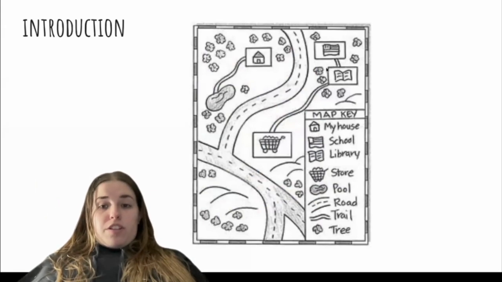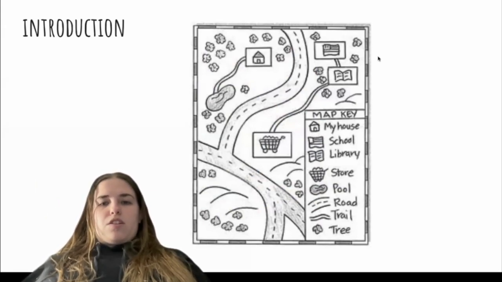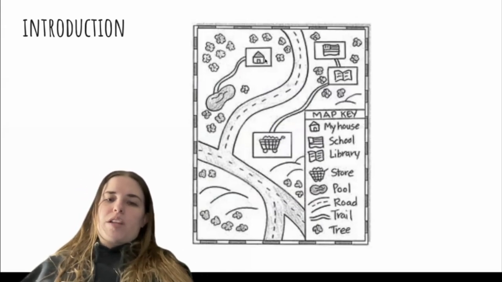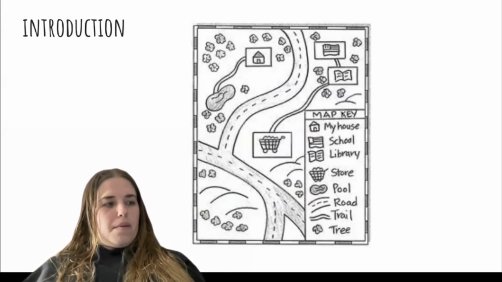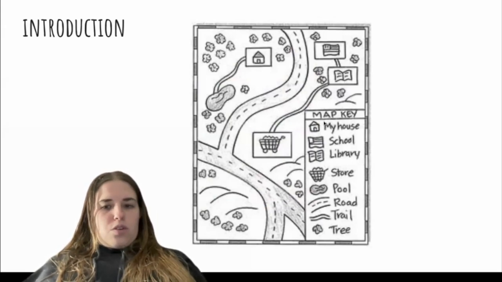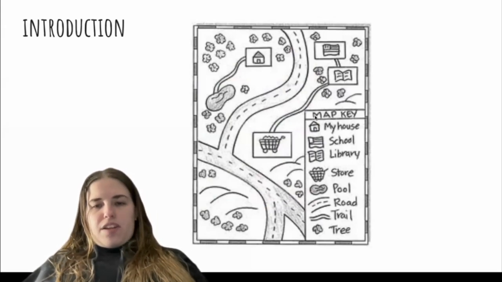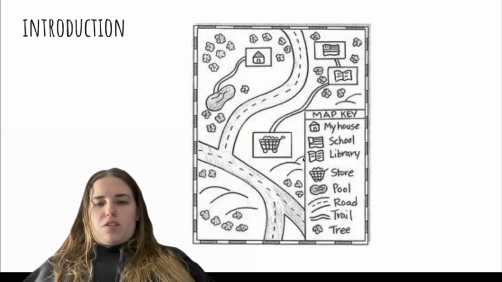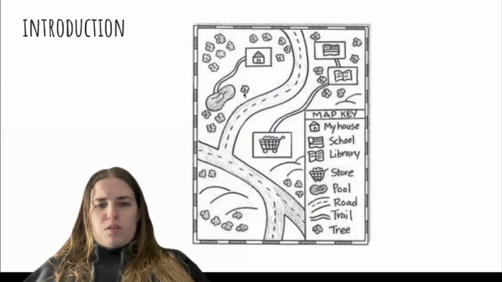So the teacher will also introduce what a map key is, and the teacher will show this map and show the students that in the map key, it explains what these key details are from the map. So my house, here's the picture of the house. The school is a flag. The library is a book. The store is a grocery cart. The pool is over here. The road, the trail, and the tree.